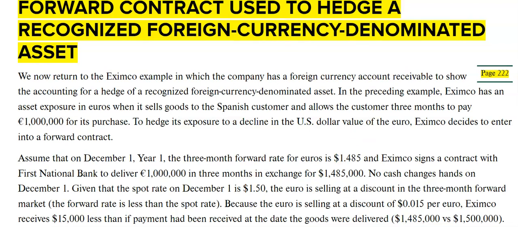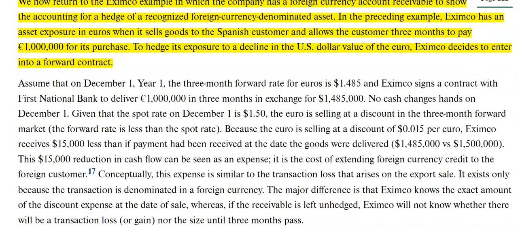Forward contract used to hedge a recognized foreign currency denominated asset, page 222. We now return to the X & Co example, in which the company has a foreign currency account receivable to show the accounting for a hedge of a recognized foreign currency denominated asset. In the preceding example, X & Co has an asset exposure in euros when it sells goods to the Spanish customer and allows the customer 3 months to pay 1 million euros for its purchase. To hedge its exposure to a decline in the US dollar value of the euro, X & Co decides to enter into a forward contract.